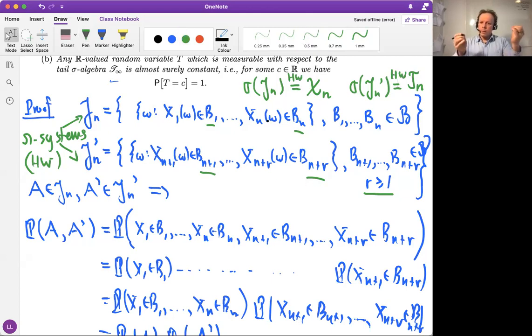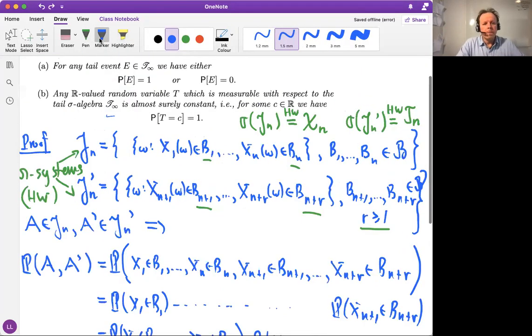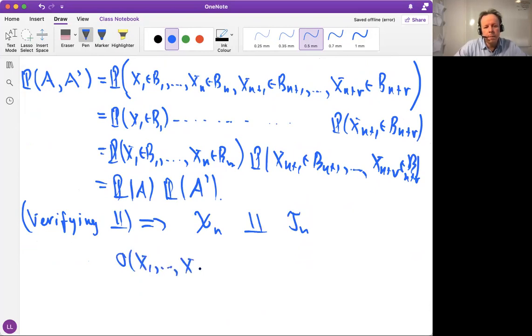So they are generating pi systems, and what did we learn on Monday? We learned that if we can verify that probabilities factorize for pi systems, then they factorize for all events in the sigma algebras. We recall the theorem about verifying independence. So this condition for pi systems implied that the generated sigma algebras are independent. So Xn is independent of Tn. And this means that the sigma algebra from x1 up to xn is independent of the sigma algebra from xn plus 1 up to infinity.